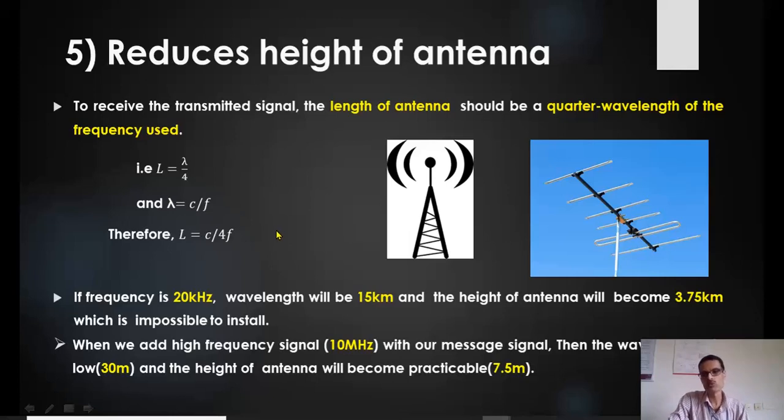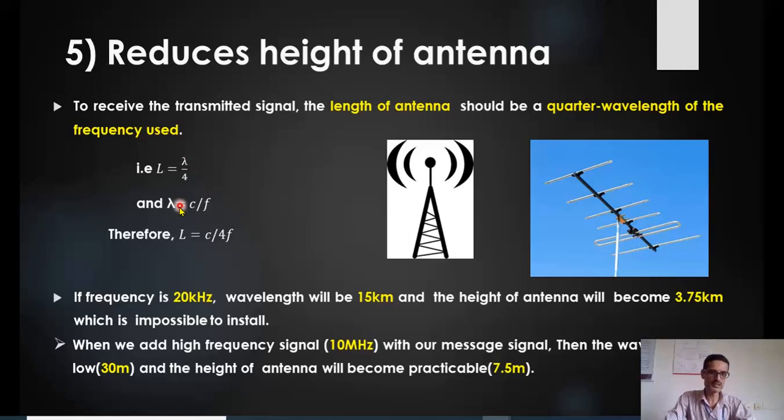Now, this is one of the very important advantages, that it reduces the height of the antenna required for transmitting purpose, say, or receiving purpose. Now, how is this length of the antenna and the frequency of the signals related? Just look at this here. Normally in communication, the length of the antenna should be always quarter wavelength. That is, length of this antenna, that is L, should be always quarter wavelength, means lambda by 4. What is lambda? Lambda is the wavelength of the signal which I am using for transmitting the signal.